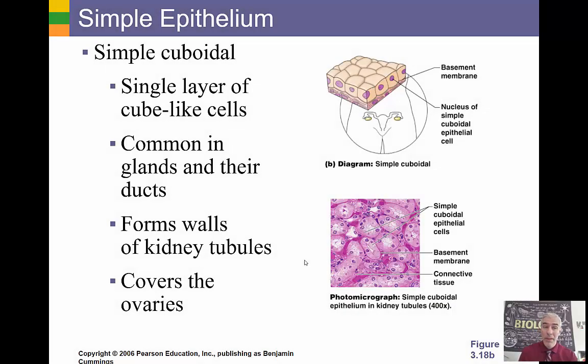Simple cuboidal epithelium, again, a single layer of cube-shaped cells, cells that are about as tall as they are wide. These are common in the ducts of glands. You'll find them in kidney tubules. You'll find them on the covering of the ovaries.